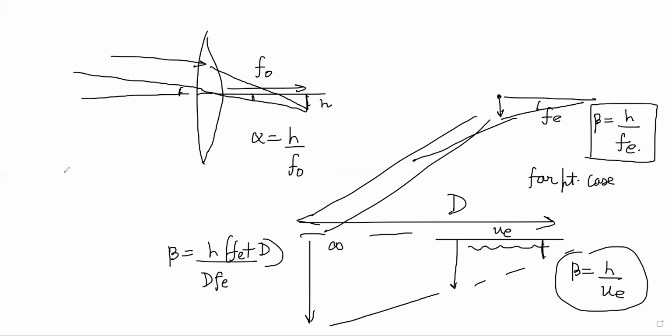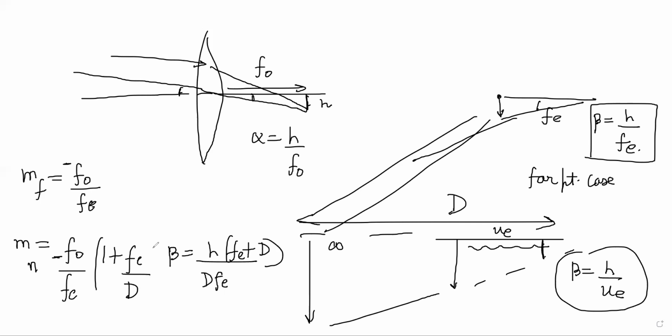And magnification in the far point case comes out to be minus Fo by Fe, and the negative sign will be there because it is an inverted image. And magnification in the near point case comes out as minus Fo by Fe, 1 plus Fe by D, right? Makes sense, no?